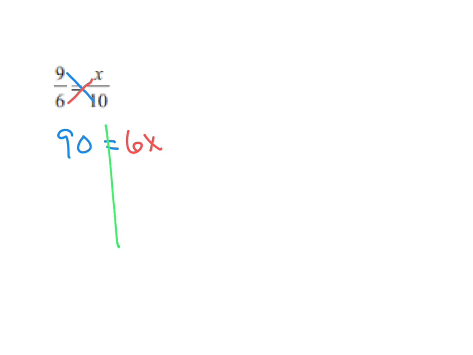Now, that just looks like a normal equation, so we're just going to divide so we can solve. So 90 equals 6x, so we'll divide both sides by 6 because that's what's with the variable. X equals, so 90 divided by 6 is 15. So x equals 15.